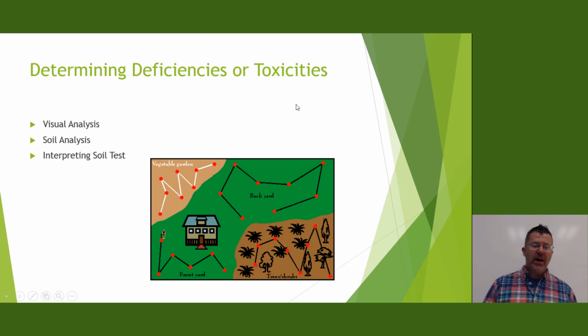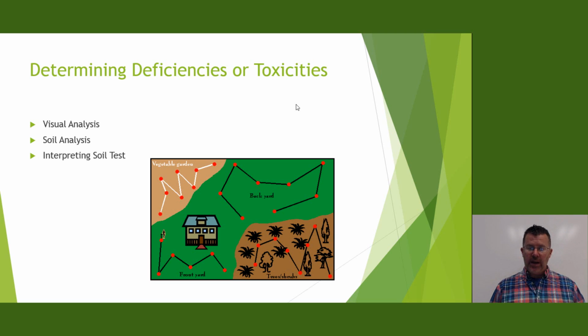Determine deficiencies or toxicities. Number one, visual analysis. Guys, you're the experts, you're the horticulture professionals. You should be able to at least have a rough idea based on the plant symptoms. So you visually look at it. You might be able to be close, but at least come back to your office and look up the information and figure out what's going on.